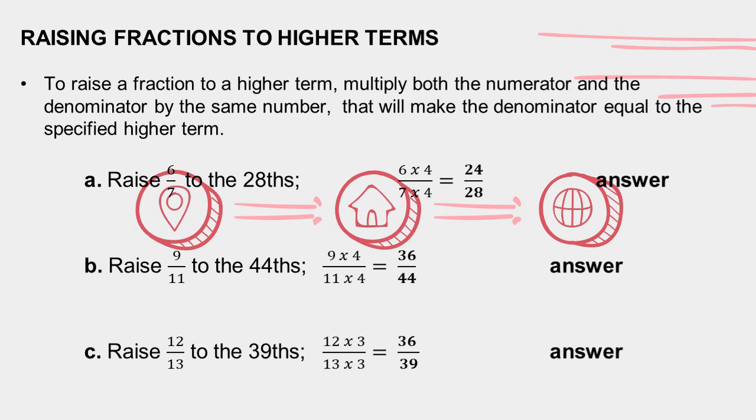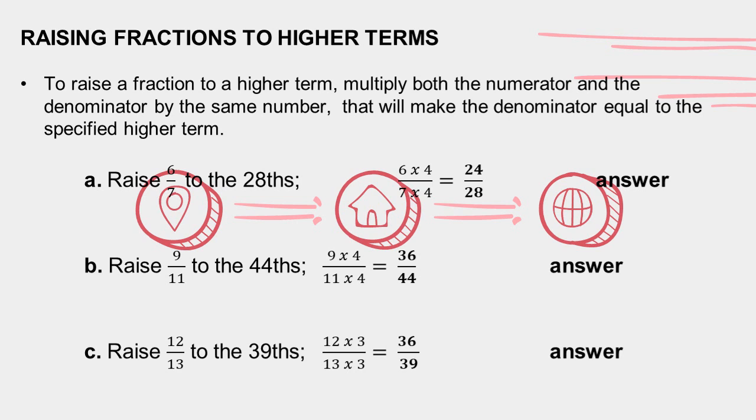Next, example, letter B. Raise 9 over 11 to 44. So, dito class, ilang 11 po ba makukuha ang ating 44? Di ba po, 4? So, now, 4 po ang nakuha natin. So, yun po yung gagamitin natin para ma-multiply po natin yung ating numerator and denominator. So, ang numerator po natin, times po natin sa 4 na nakuha natin kanina.